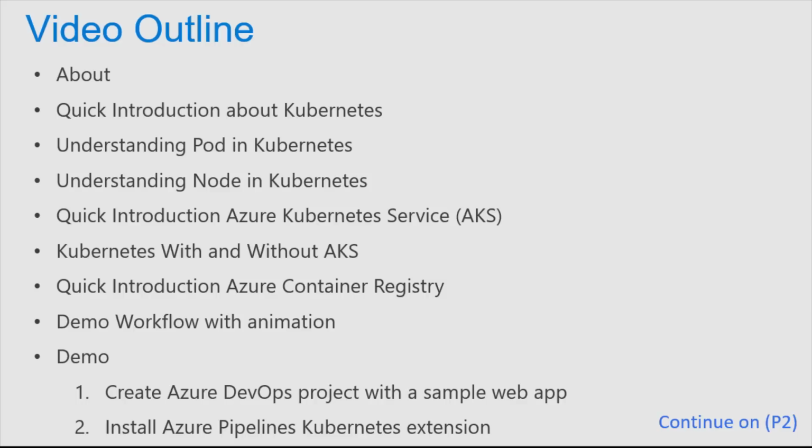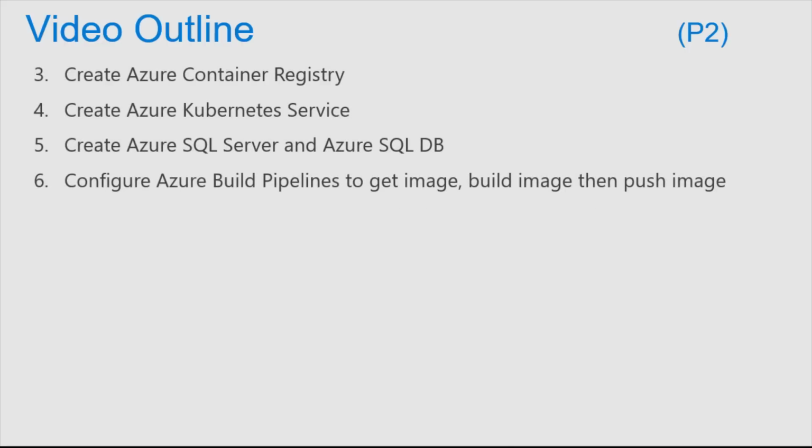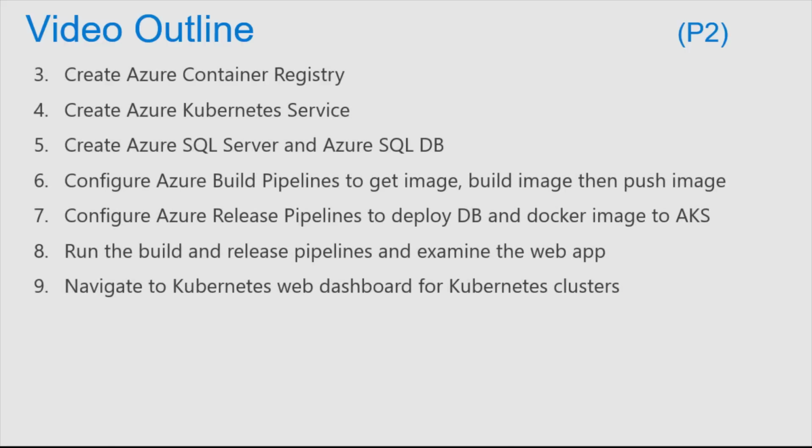This extension will be used to deploy the Docker image to Azure Kubernetes Service. After that, I will create a container registry as a private container registry so we can deploy our image to that container registry. Then I will create an Azure Kubernetes service. After that, I will create Azure SQL Server and Azure SQL Database. All of the creation of these services will be using the Cloud Shell. Also, we can create that using the command line interface or PowerShell.